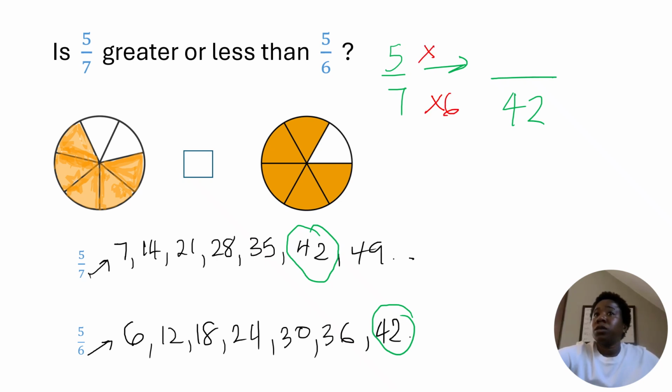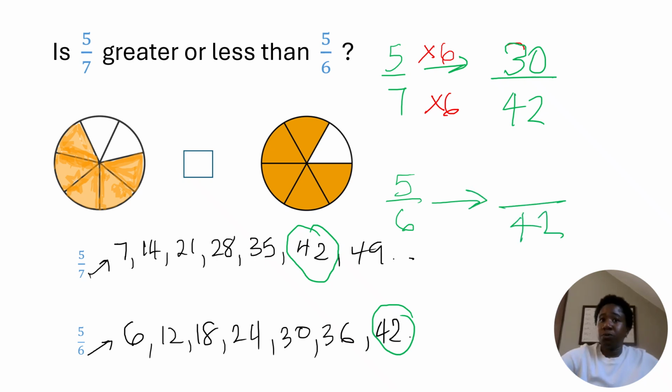Now, whatever we do to the denominator, we must do to the numerator. So 5 times 6 becomes 30. So the 5/7 is rewritten as 30 over 42. The second fraction is 5 over 6. And our goal is to have a denominator of 42. So we ask ourselves, what do we multiply 6 by so as to get 42? And again, we inspect our skip counting and we realize that we multiplied 6 by 7 to get 42.